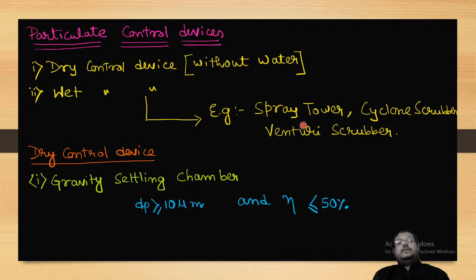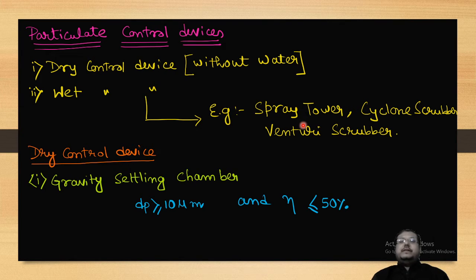Particulate control devices will be dry control devices, which work without water, and wet control devices. Dry control devices are more reliable than wet control devices. Wet control devices will be the spray tower, cyclone scrubber, and venturi scrubber.